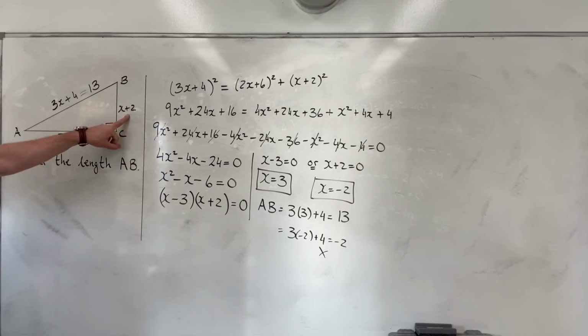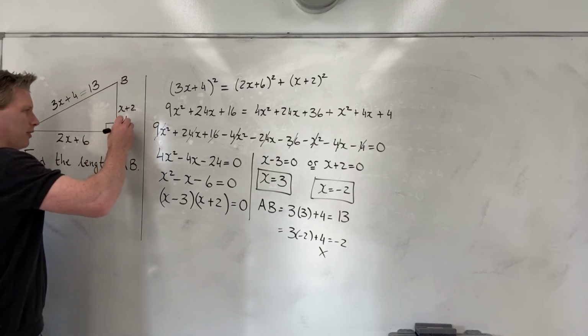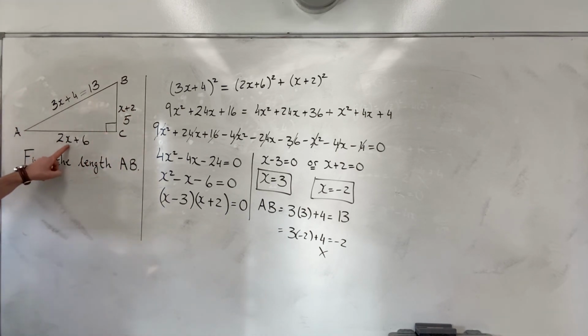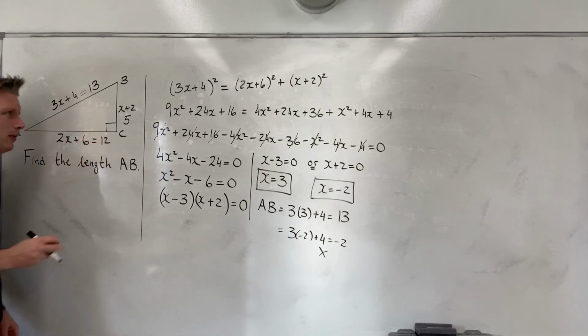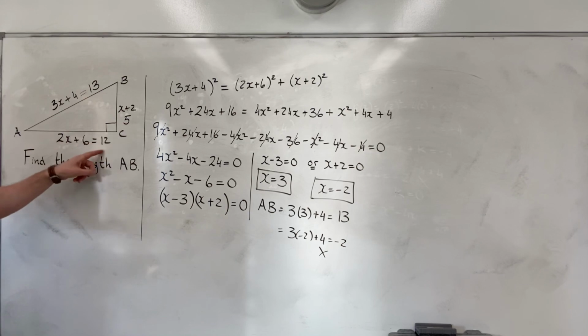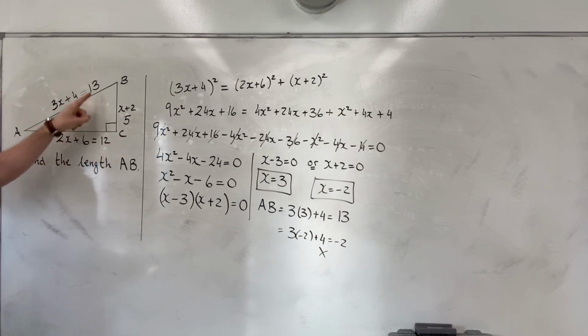Just to fill it out, it also gives me a length of BC, which is 3 plus 2. This is 5. And this would be 2 times 3, that's 6 plus 6. This is 12. And so what I actually have is the famous 5, 12, 13 right-angled triangle. 5 squared is 25, 12 squared is 144, 25 plus 144 is 169, 13 squared is 169. Okay, so that is that problem.